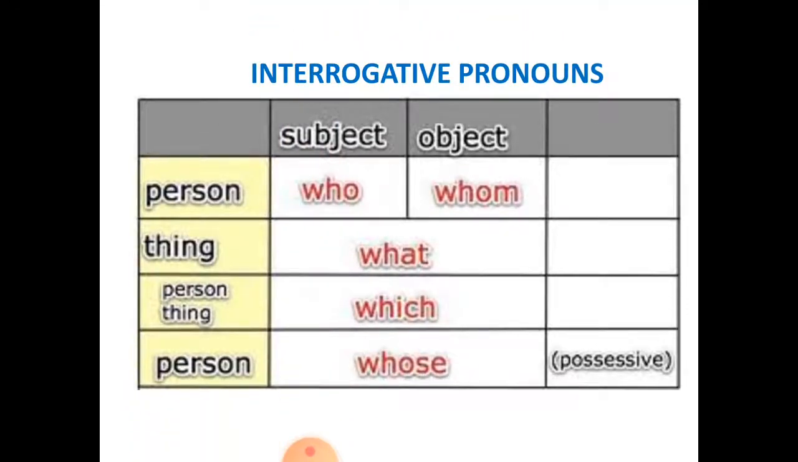Let us see the chart. When we talk about the subject and object, then we are talking about pronouns being used in place of nouns. So what does noun include? Person, thing. So whenever we use it in the form of subject and object, when we are talking about a person, we use who, and if it is the object, we use whom. If it is a thing, then we use the pronoun what. If it's a person or thing, then we ask which. And for a person, we use the interrogative pronoun whose. For example, whose book is this?